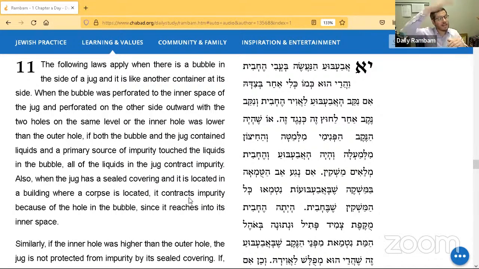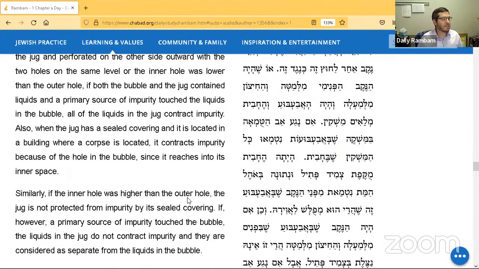Also, when the jug has a sealed covering on its top and it's located in a building where there was a corpse, there's a hole, right? And the tumah, we said in that instance, can infiltrate through a hole in a vessel. So even though now you've got a vessel within a vessel, because there are holes that go through both, there's a hole into this bubble, and from the bubble into the main cavity of this vessel. So it contracts impurity because the hole in the bubble reaches into its inner space, and everything inside becomes impure. Similarly, if the inner hole was higher than the outer hole, the jug is not protected from impurity by its sealed cover.